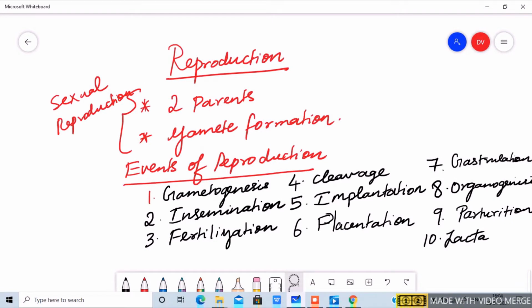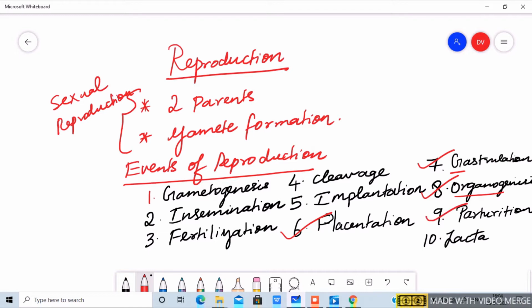Yes guys, so immediately after implantation what happens is placentation, right? The implanted embryo has to be nourished, so the placenta forms. And next you have the gastrulation, where the germ layer formation happens so that the organs can develop from the germ layers. So the next step is organogenesis, right? Genesis is formation, organo is the formation of organs.